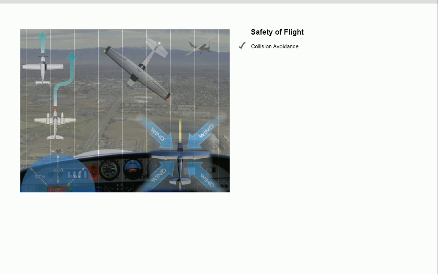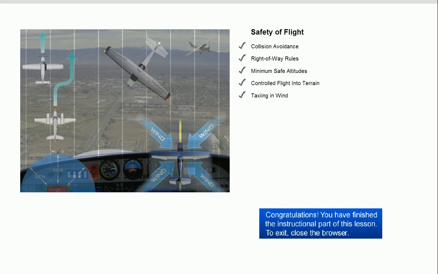You learned collision avoidance techniques, including visual scanning, accounting for blind spots, using aircraft lighting, and making clearing turns before practicing maneuvers. Right-of-way rules to help avoid conflicting traffic situations. Minimum safe altitudes over specific terrains. Best practices for avoiding risks that might lead to controlled flight into terrain. And what to do when taxiing in wind to avoid being flipped or rolled over.